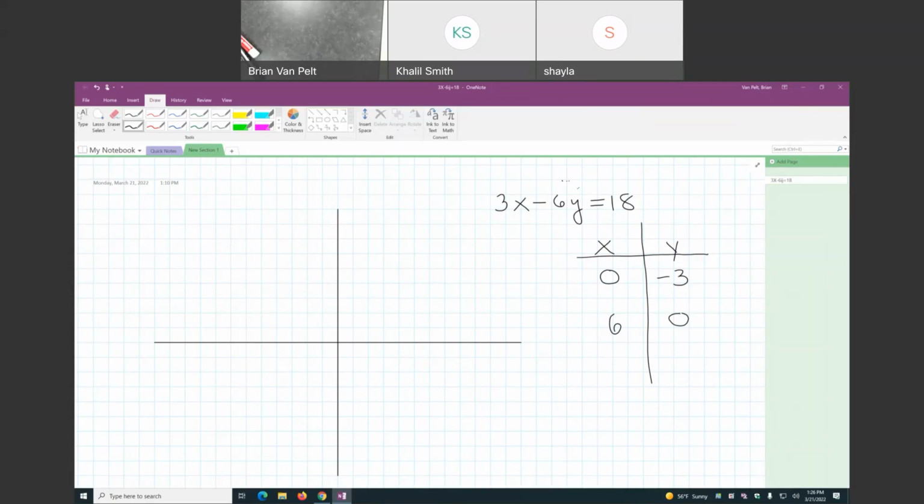0, -3, you should have had to go down 3 spots for that. Did you guys get your point down here for 0, -3? Then 6, 0 was over on the x-axis. That's the x-intercept. And then I need to connect those 2 dots with a line.